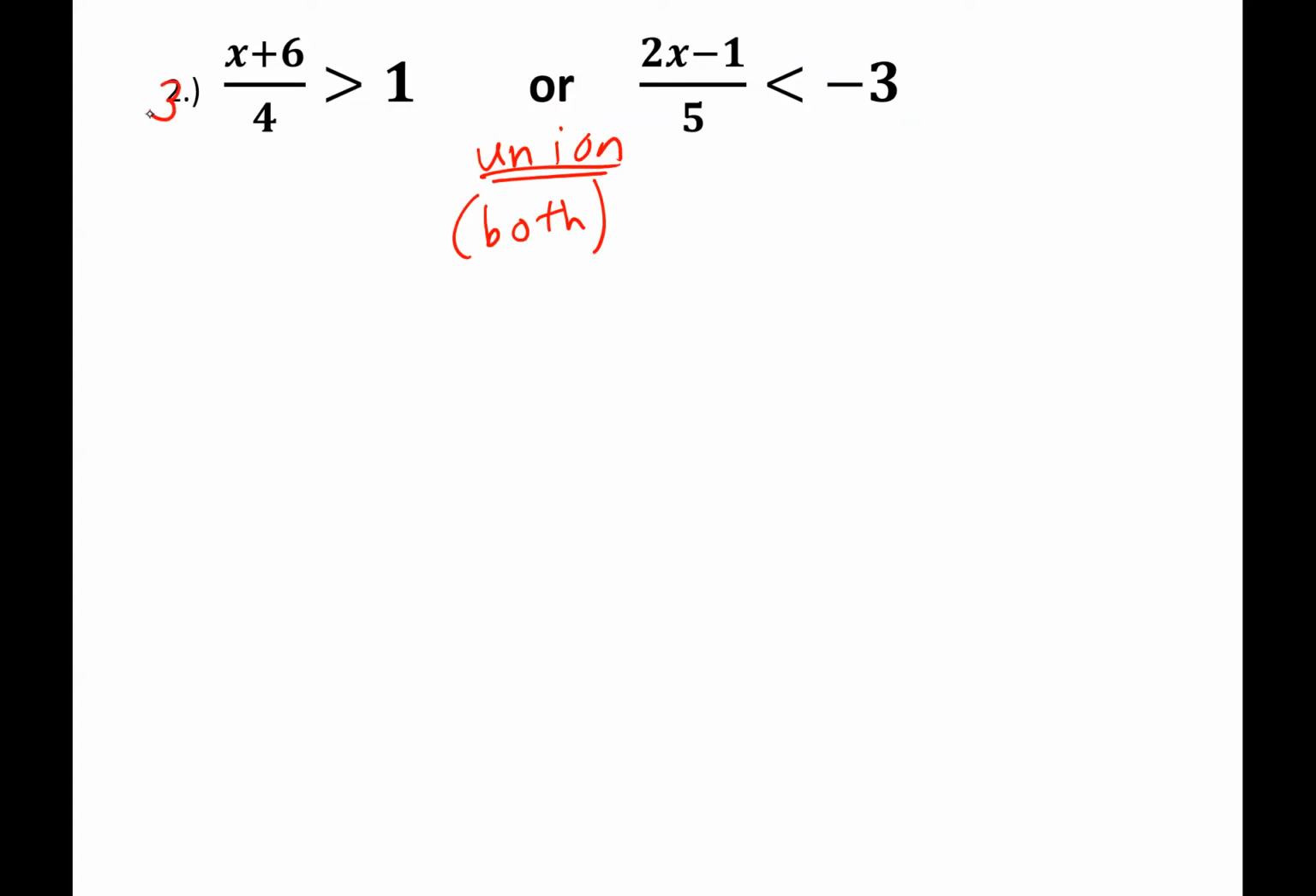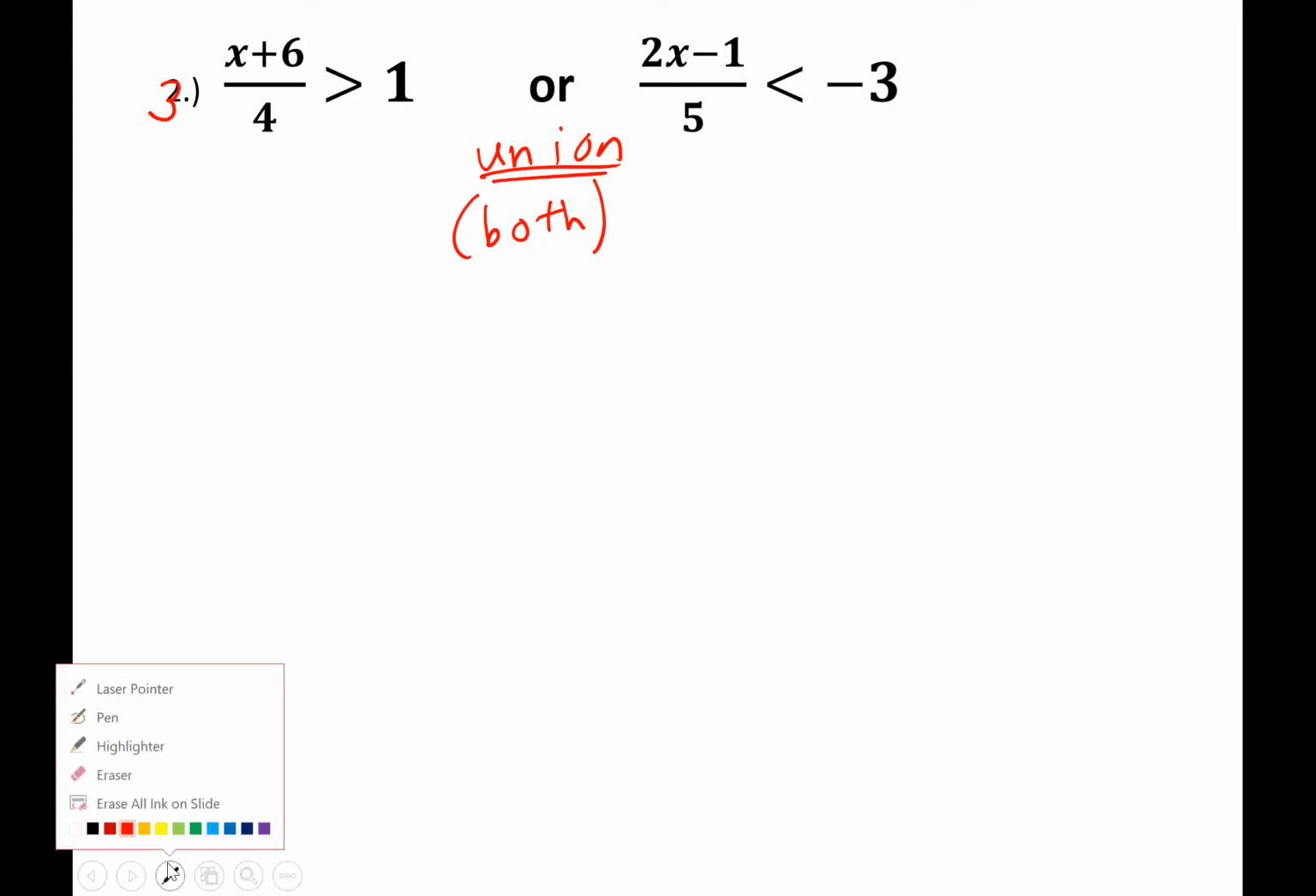Okay, so here it is. Both of these involve some fractions, so that'll be good review. The first inequality is (x plus 6) over 4 is greater than 1. And then the second inequality, or, is (2x minus 1) over 5 is less than negative 3. Notice that in both cases, we have 2 terms in the numerator of a fraction. All right, so let's clear those fractions. Let's start with the first inequality.